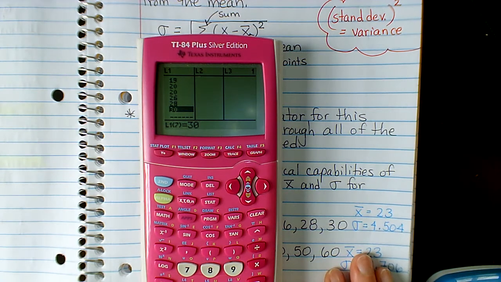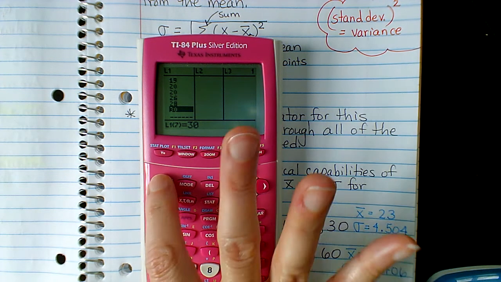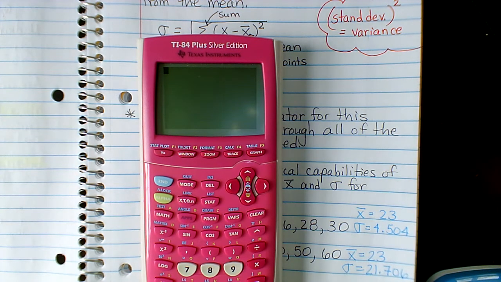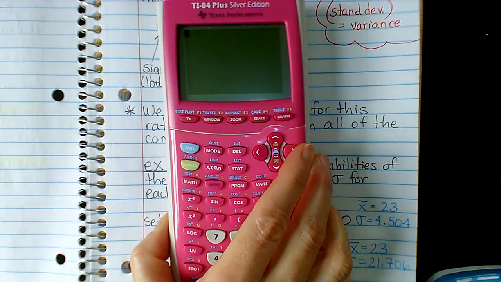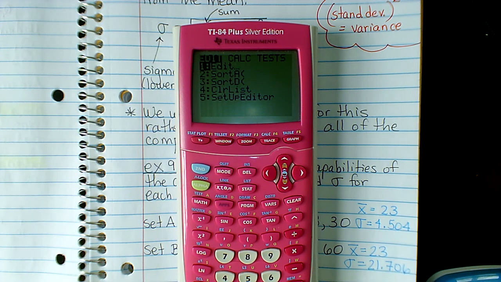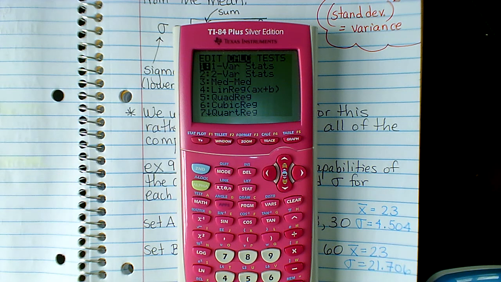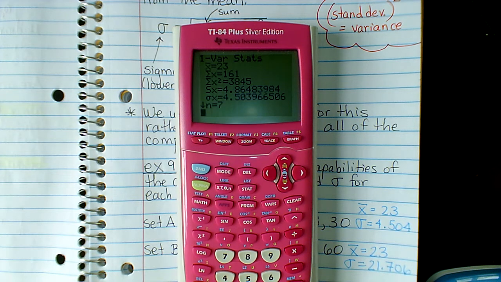Once you get that data in, you're going to have to get out of this edit screen. So we're going to hit second and quit. That's the mode button. Then we're going to hit the stat button. We're going to go over to calculate. And you can see where it says one variable statistics right there at the top. We're going to hit enter once, we'll bring up the command. Enter a second time, we'll execute the command.